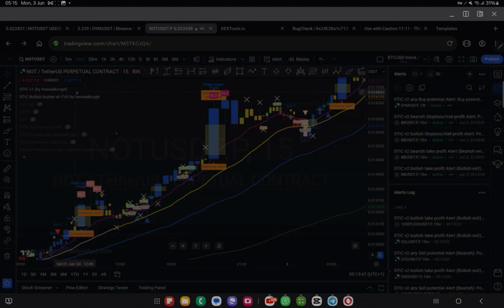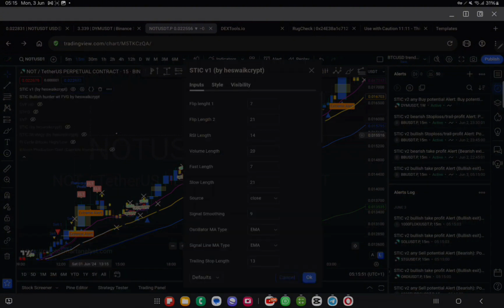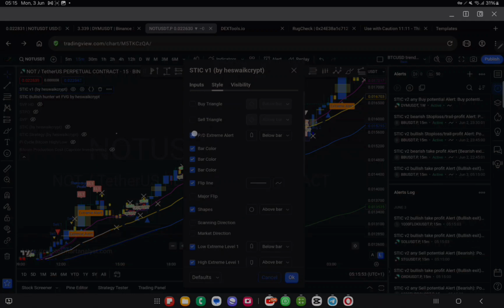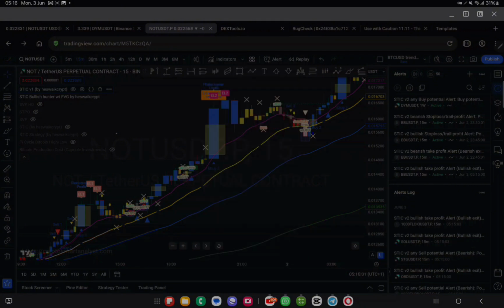This is Stick version 1 and 2 merged together, and there's a way I did it. I already removed some. I'm trying to disable the extreme alerts for version 1. Like I said, Stick has been optimized, so these are things you can look at.